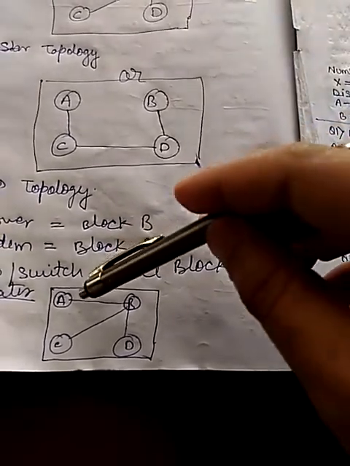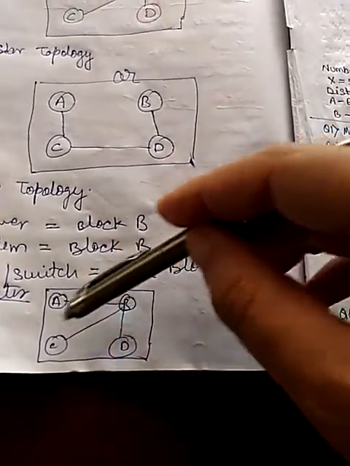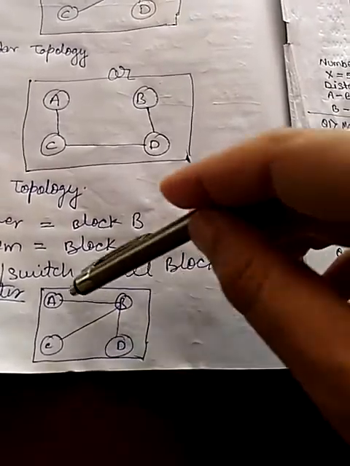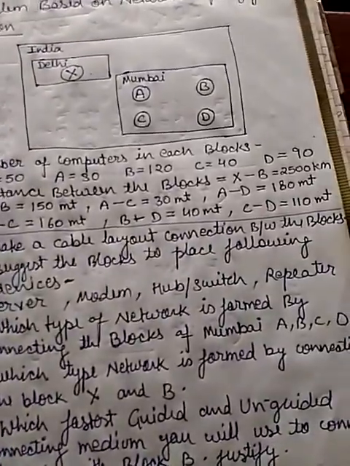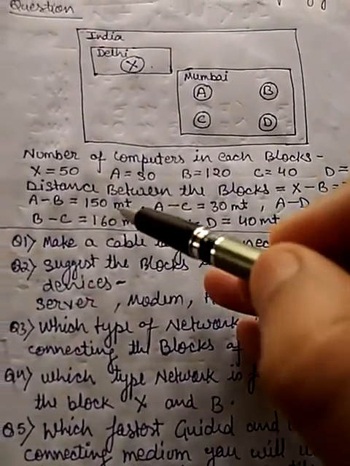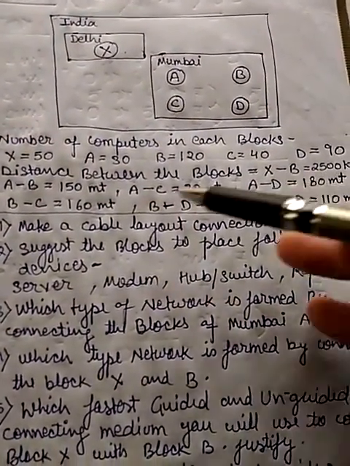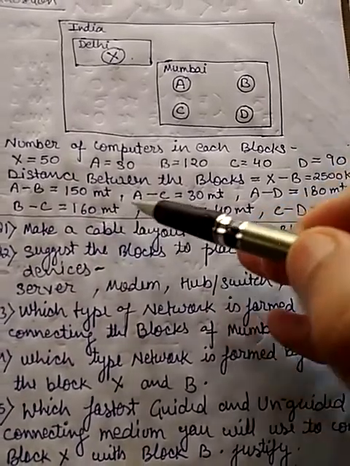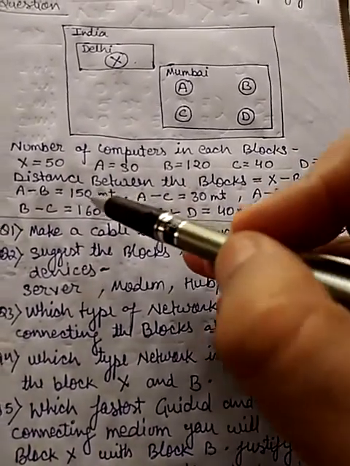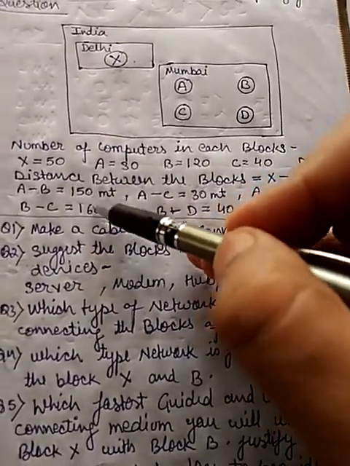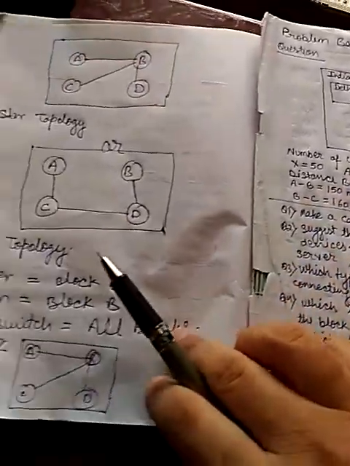So we have three cable lengths: A to B, B to C, and B to D. Let us find out the distance. A to B is 50 meter, B to C is 160 meter, and B to D is 40 meter. So here, in these two parts we require a repeater.